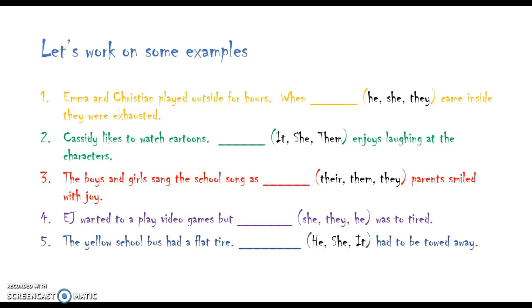Number 5, the yellow school bus, the bus is the noun, had a flat tire. Our options are he, she, it. Had to be towed away. A bus is not a he or a she, so it had to be towed away.